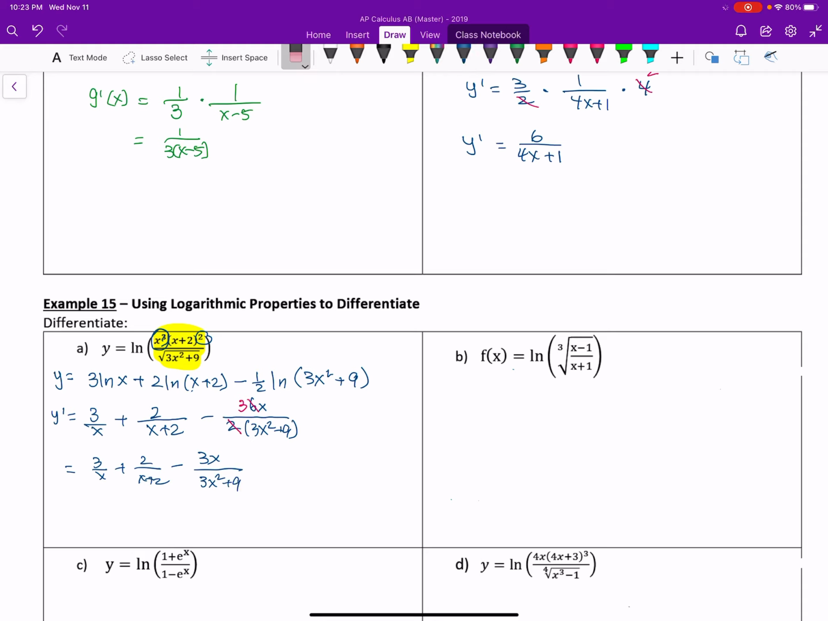I see that I can simplify a little more because of the 3 here. So you know what? I'm going to do that instead. It's going to give me an x and then an x squared plus 3, like that.